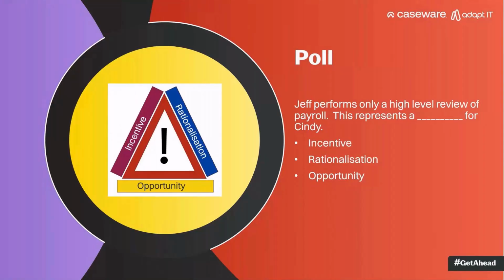All right. So the first poll is asking you, Jeff performs only a high-level review of the payroll. What does this represent for Cindy? Thank you for everybody that participated.